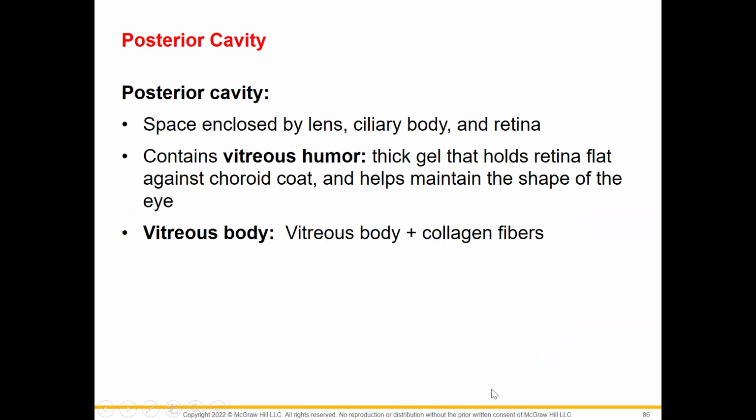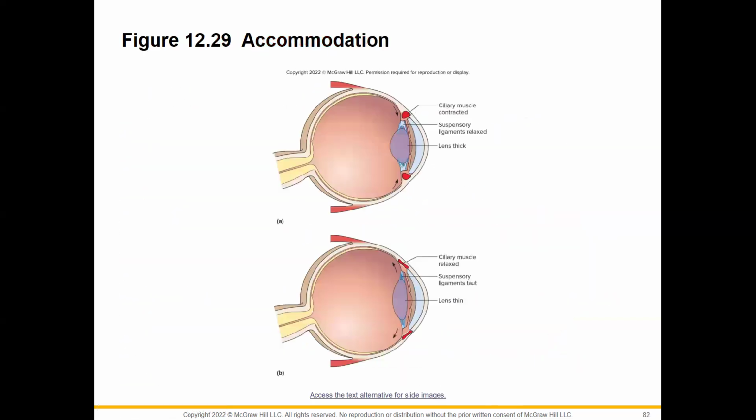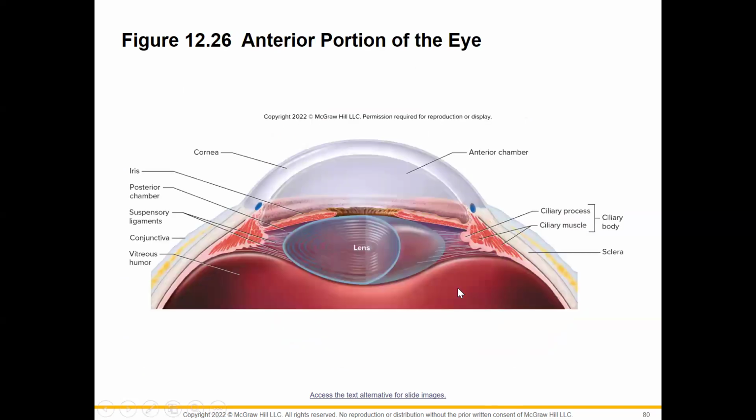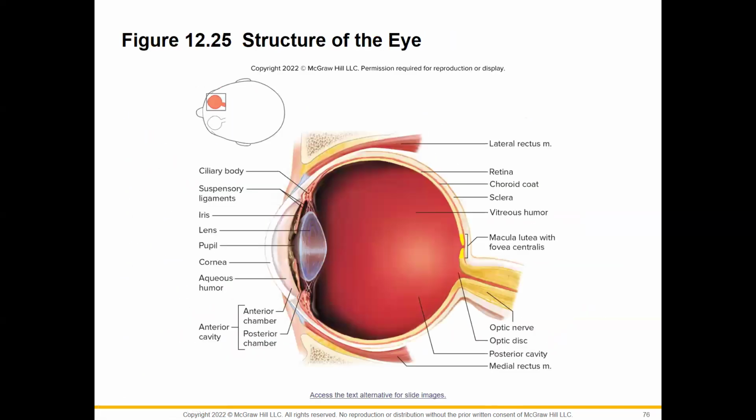And if we go back even more to another image, I'm looking for the image of the whole eye. Here it is. Okay, so your anterior cavity has aqueous humor. Posterior cavity, all of this has vitreous humor, and this is the gel-like fluid that holds the retina in place, so it holds the back part of the eye in place and helps give the eyeball shape.